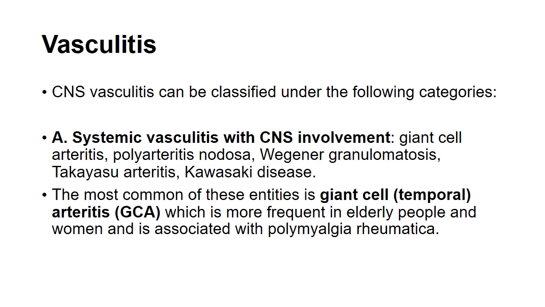Now, what is vasculitis? CNS vasculitis can be classified into the following categories. One is the systemic vasculitis with CNS involvement that typically happens in giant cell arteritis, polyarteritis nodosa, Wegener's granulomatosis, Takayasu's arteritis, and Kawasaki disease. The most common cause, as we know, is the giant cell or temporal arteritis, which typically affects elderly individuals and women and is often associated with polymyalgia rheumatica.